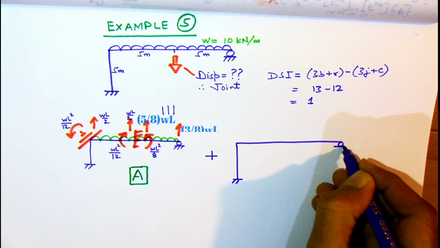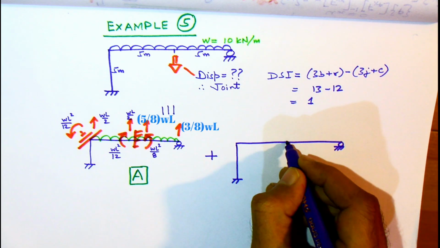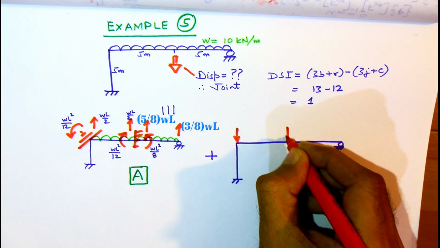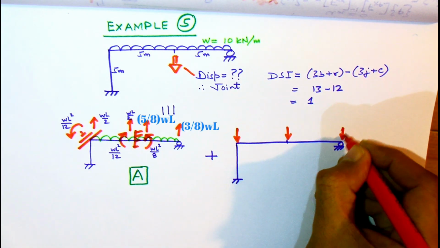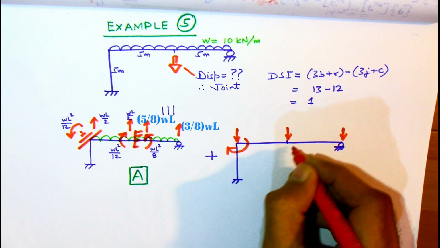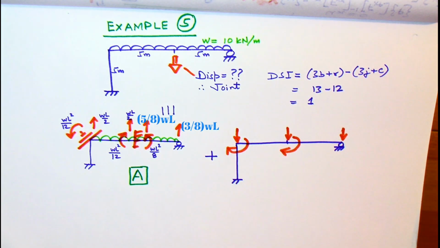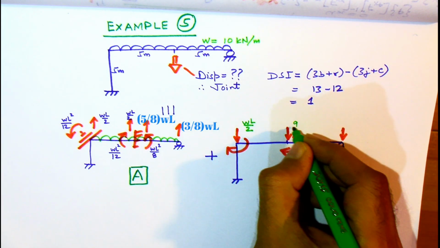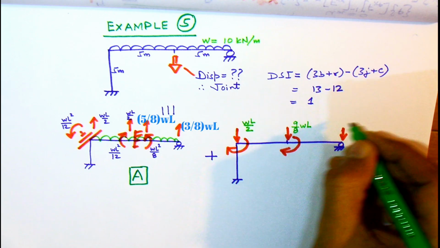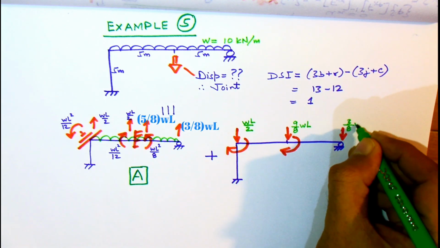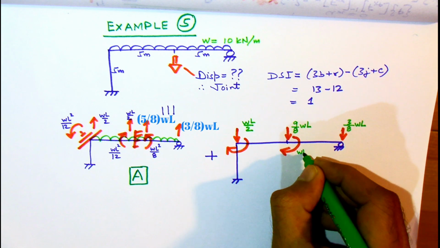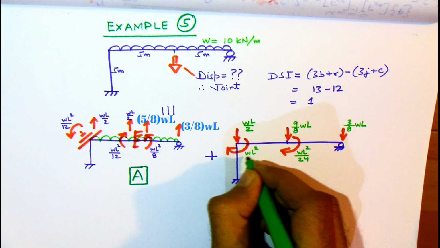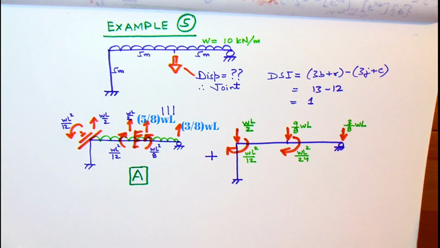Then we apply equal and opposite of these forces on case B, so that now when we superimpose A and B, we get the original structure. So these are now the forces acting on the structure, that is B. So we have to analyze B and then we'll superimpose the results of A.